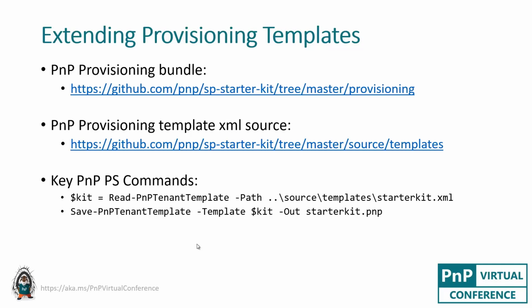Here are the two big commands I want you to know. The first one is the Read-PnPTenantTemplate command. You're looking at a cmdlet here that would have been run from the provisioning folder. What we're doing here is basically saying go ahead and read starterkit.xml and save it as the $kit variable. The second big command I want you to know is Save-PnPTenantTemplate. You take in an input template, in this case that variable, and we're going to output it to something else such as starterkit.pnp. That's all there really is to it.